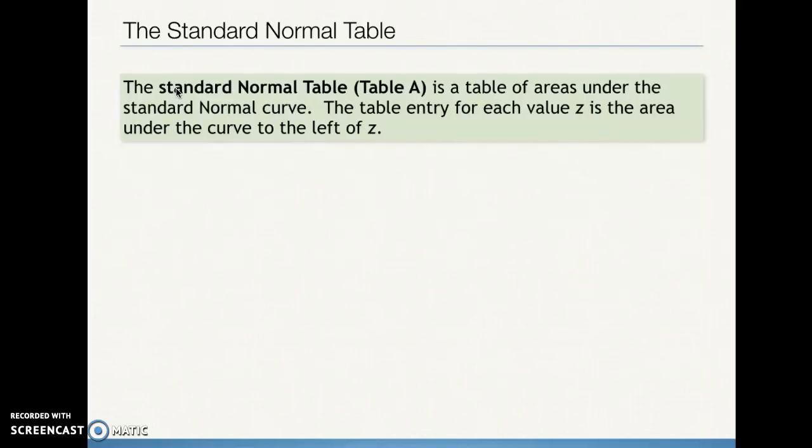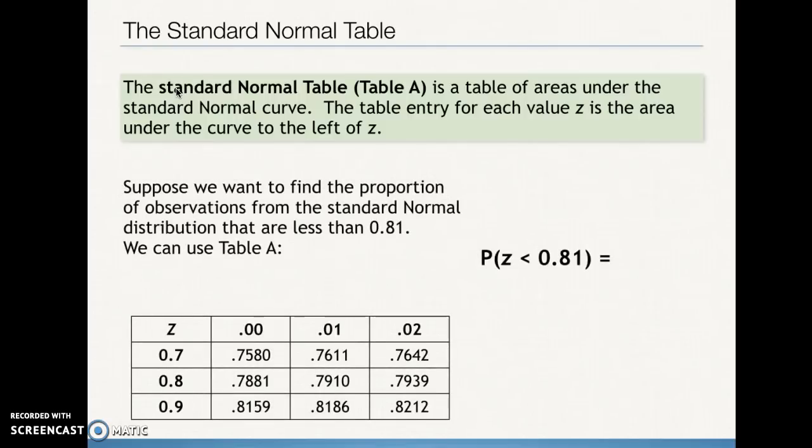We have a lot of features on the calculator that do a lot of really neat things for us, but that doesn't mean we're going to stop using Table A, because sometimes it's really faster for us to use Table A. And to use Table A, which is a standard normal table, we're going to use the z-score to 2 decimal places. So the z column and the z row are going to indicate to us where we're looking and what the z-score is.